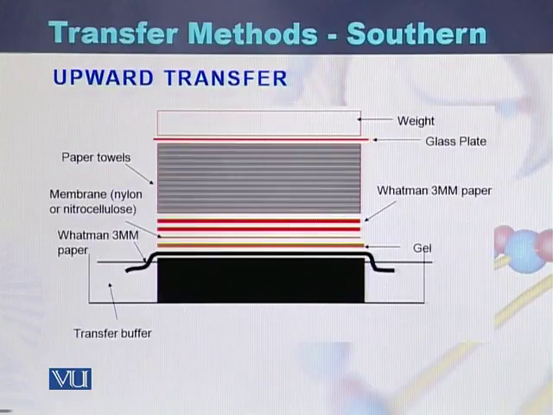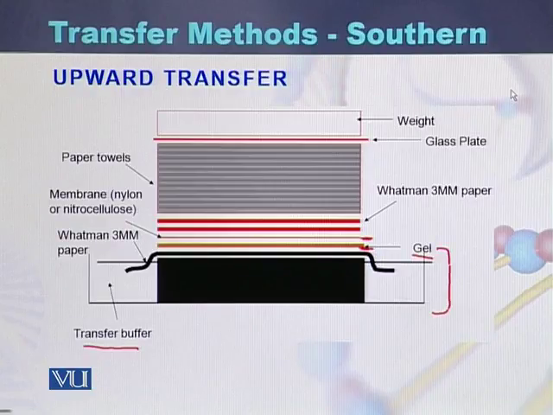One of the most common methods of transfer of DNA from gel to the membrane is upward transfer. Here we can see how upward transfer is performed. In this diagram, this is the tray in which there is the transfer buffer. On the tray, there is the gel. On the gel, there is the membrane. We want to transfer DNA from this gel to this membrane.